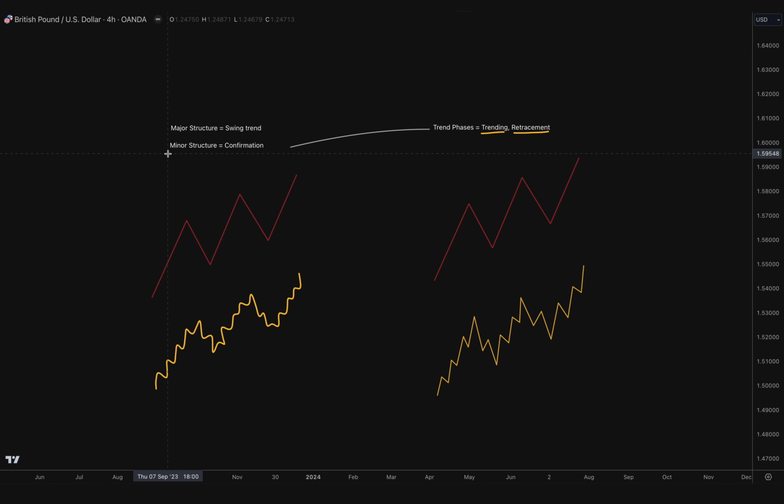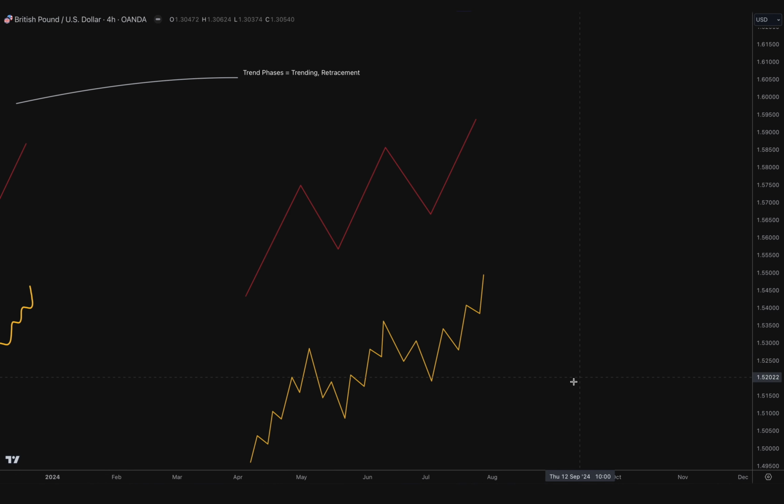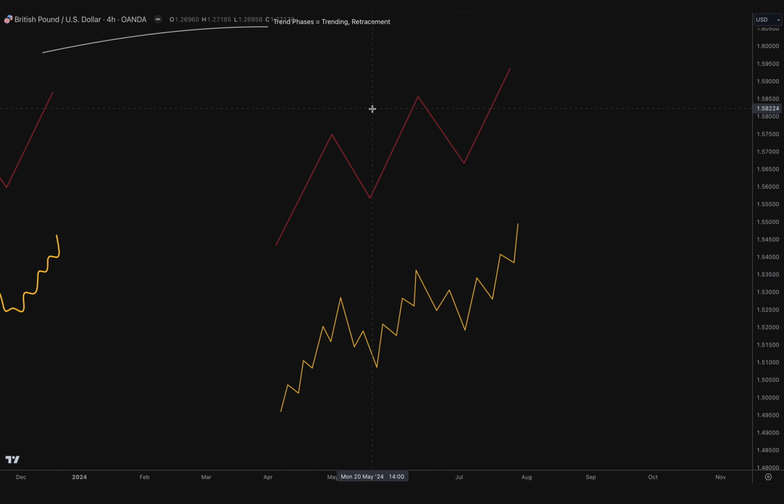So that's where the minor structure confirmation comes in, because the swing trend is the highs and lows. But the minor structure will help us determine whether we are in the trending phase or we are about to start or complete a retracement phase. So let's dive a little bit deeper into how we can differentiate between whether we are in the trending phase or if we are having a retracement.